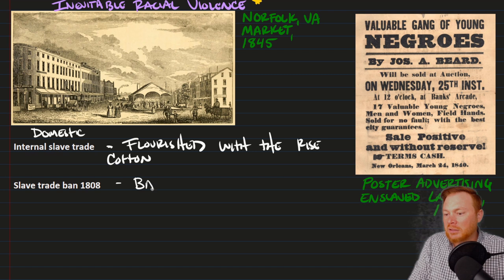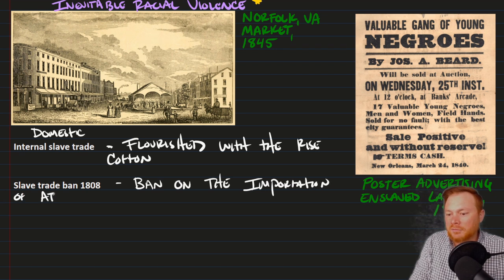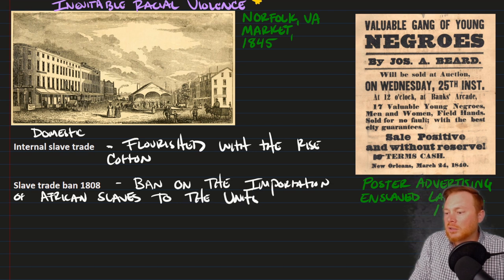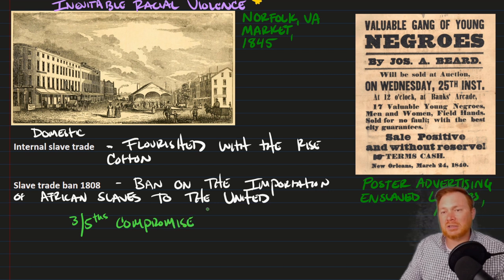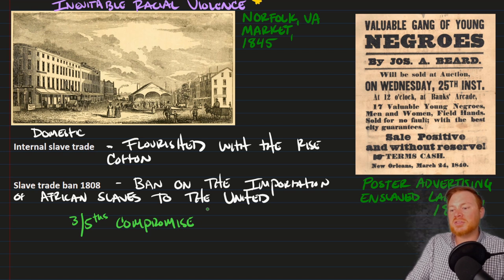And so this was a ban on the importation of African slaves to the United States. And this was part of the broader three-fifths compromise that was made at the Constitution. Remember that part of that compromise was to allow the enslaved population to count as three-fifths of a person.